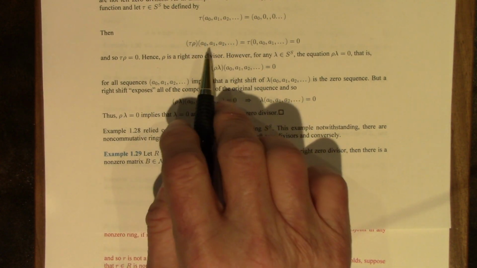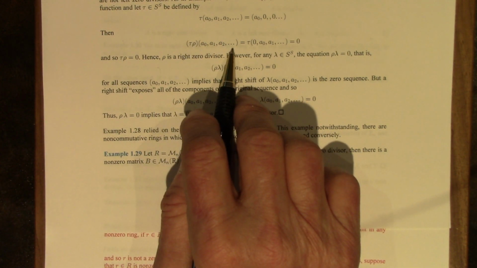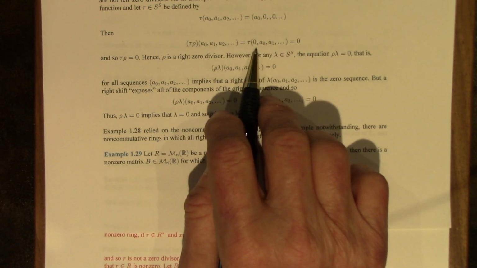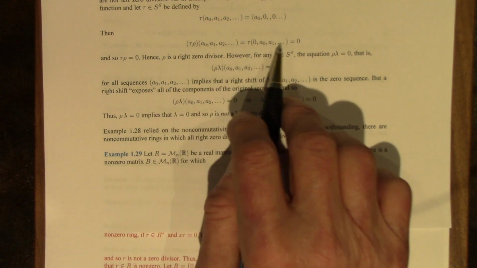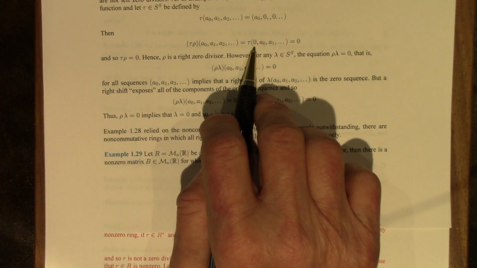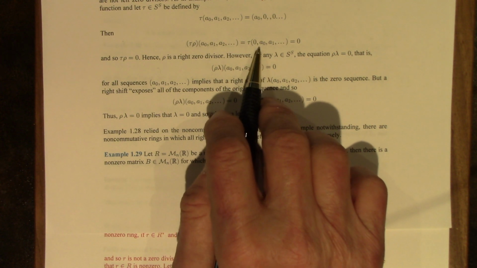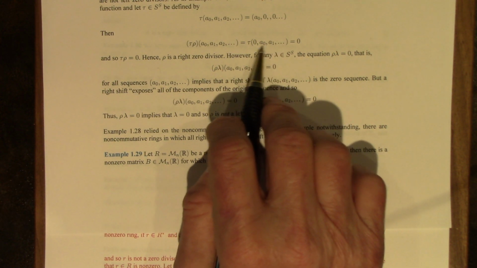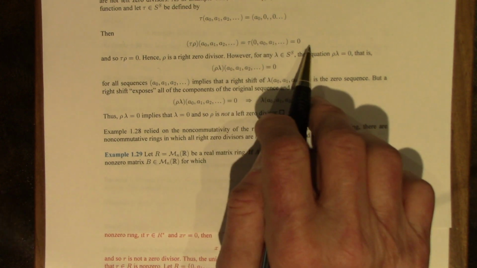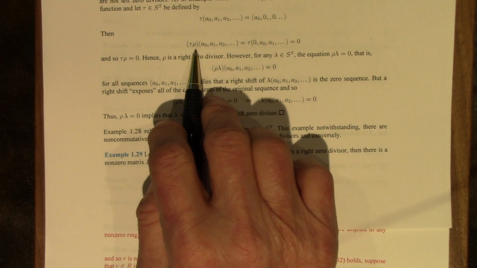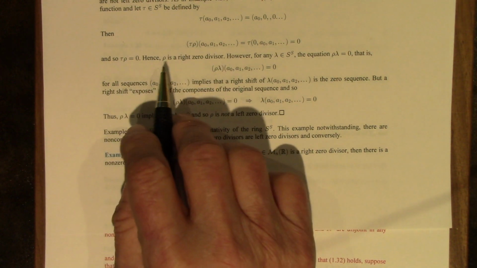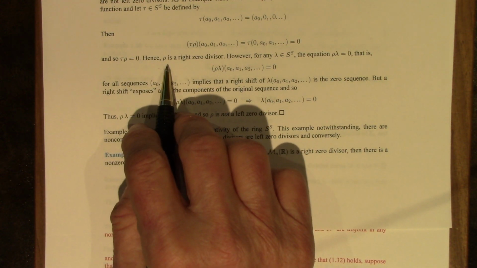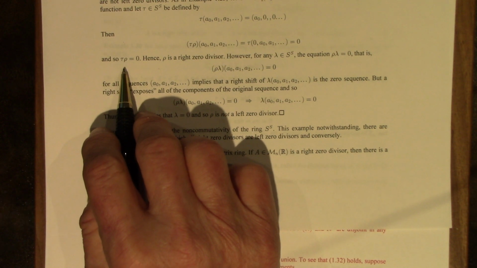Then tau rho applied to any sequence is tau applied to this sequence, because rho has shifted all the elements over to the right and stuck a 0 in front. Now when you kill all the other elements except the first one, you turn them all to 0, you get the 0 sequence. So tau rho is 0 on all sequences. It is the 0 map. So rho is a right zero divisor, and tau is a left zero divisor.